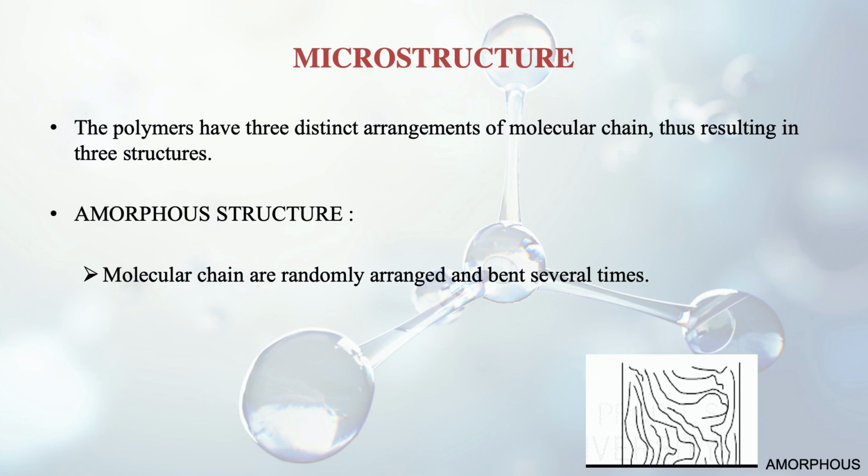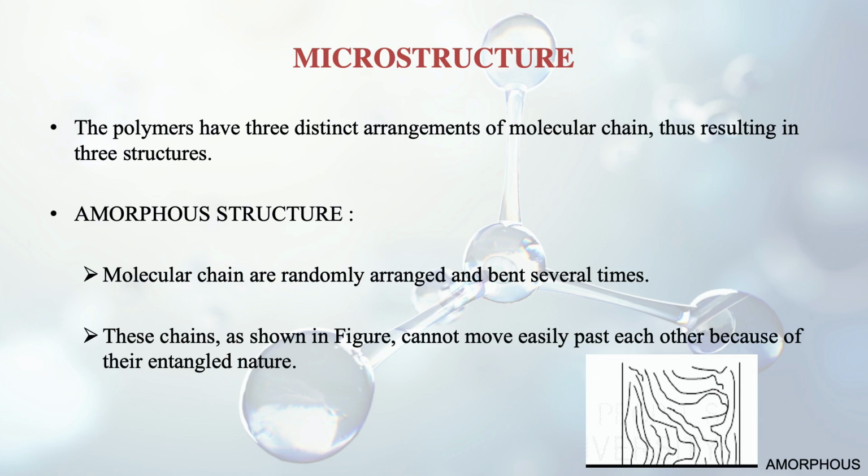They have different kinds of configurations, and these chains cannot move easily past each other because of their entangled nature. If you view any of the chains in the figure, some are entangled in one way, and other fibers are entangled in a different way, but they are very compact. Because they cannot move easily against each other, they are called the amorphous type.